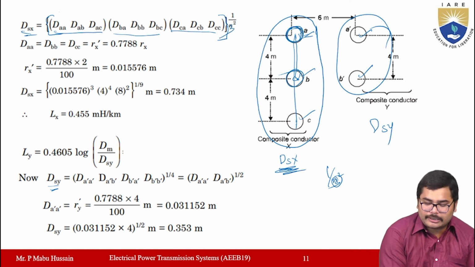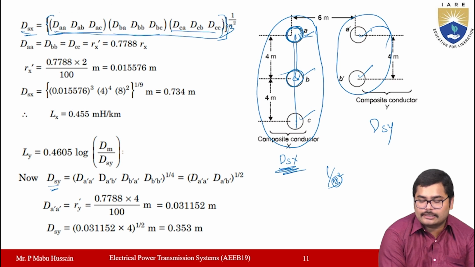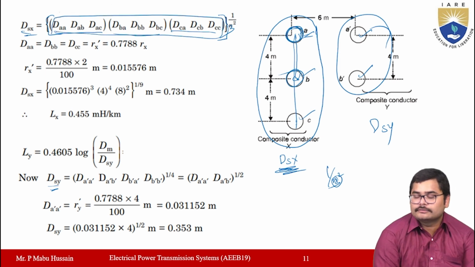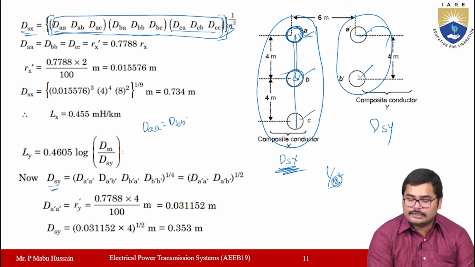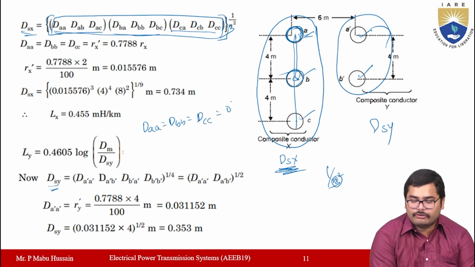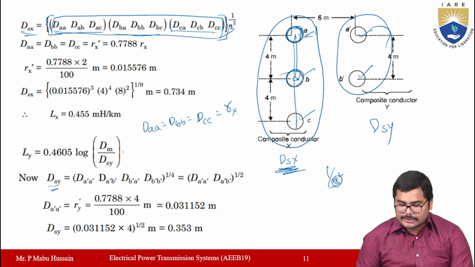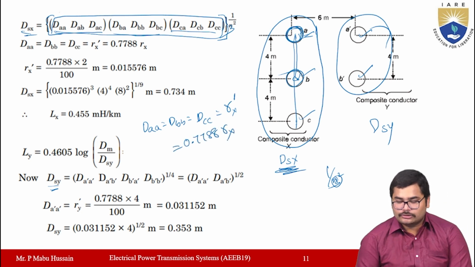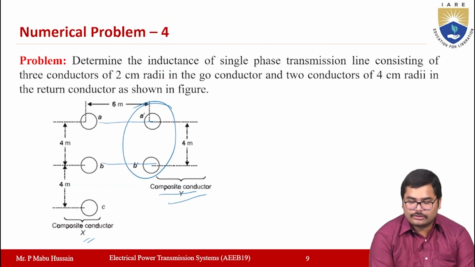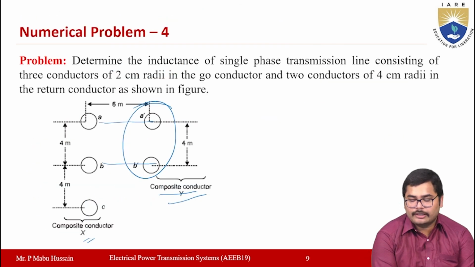So DAA, DBB and DCC, the self distances, this value will be equal to Rx dash. Rx in the sense radius of each subconductor in phase X, Rx dash you have to consider. So that value will be equal to 0.7788 times Rx. Rx is the radius of conductor in side X. So that means this value is 2 centimeters. So here the value of Rx is 2 centimeters.